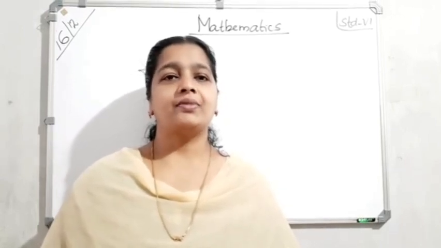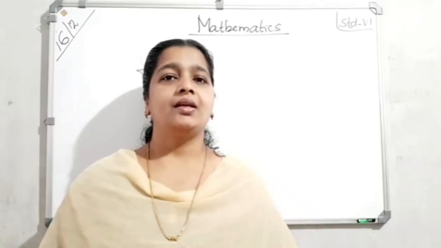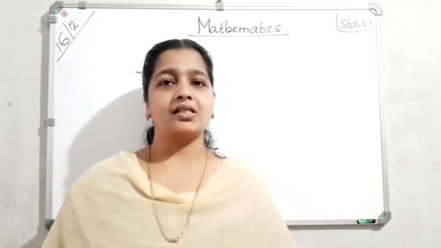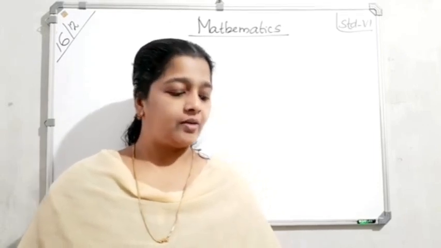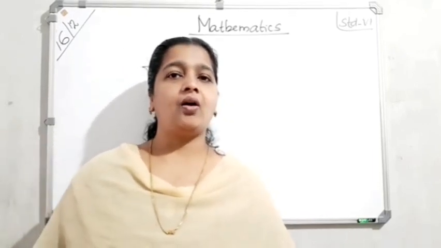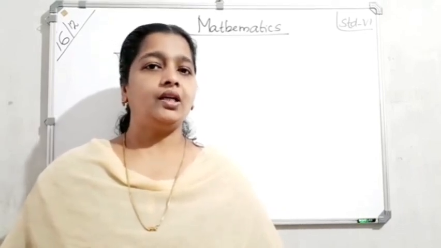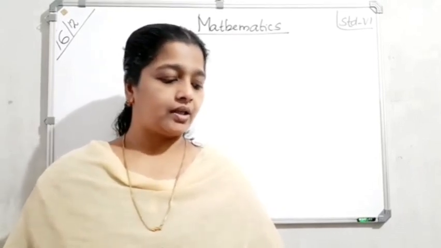So last chapter we learned about perimeter and area. Then we worked out some word problems also, isn't it? Yes. So what is perimeter? Perimeter is the distance covered along the boundary of a closed figure when we go round the figure once.